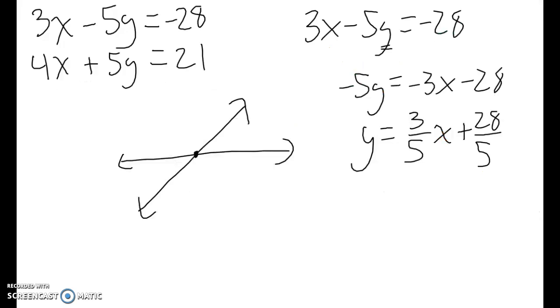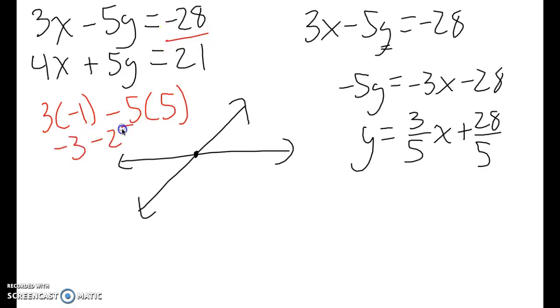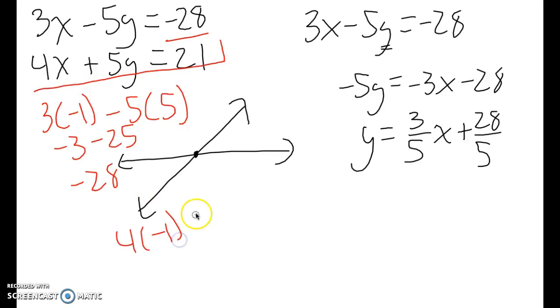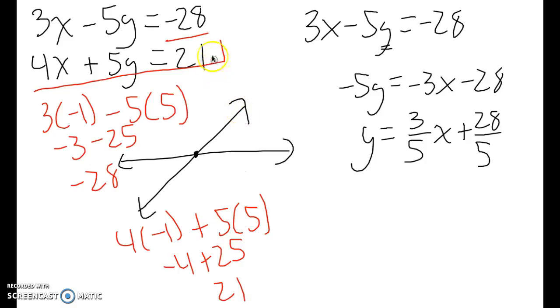I can go back over here just to show that that answer does in fact work. And I could pick either equation. Let's pick the first one. And let's just substitute in negative 1, comma 5, and see if we do in fact get an answer of negative 28. Negative 3 minus 25. Yep, that's negative 28. And if I want to be ultra sure, I can check the second one as well. So 4 times negative 1 plus 5 times 5, which gives me negative 4 plus 25, or just 21. So it works in both. I can be assured that that point is on both lines and that I have found the answer.